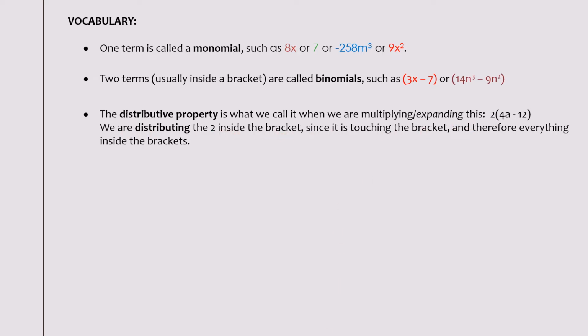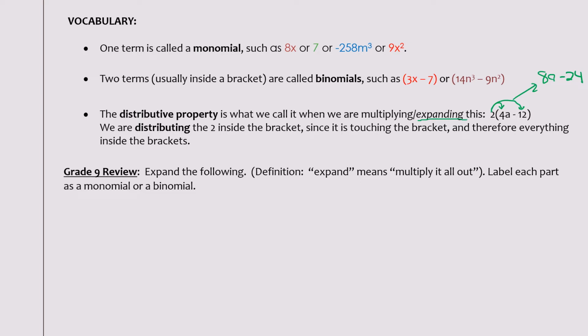Let me just get a pen here. So I'm going to take this 2 and I'm going to distribute it in with multiplication. 2 times 4a is 8a. And then 2 times negative 12 is negative 24. So we distributed the 2 into the bracket, and that's also called expanding.